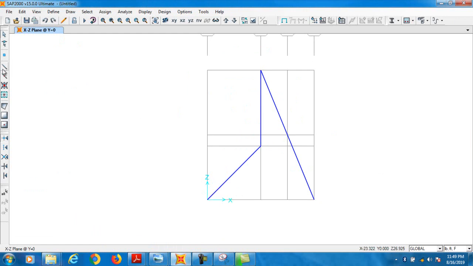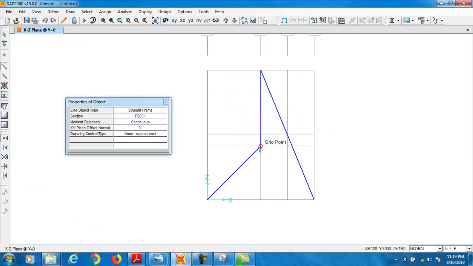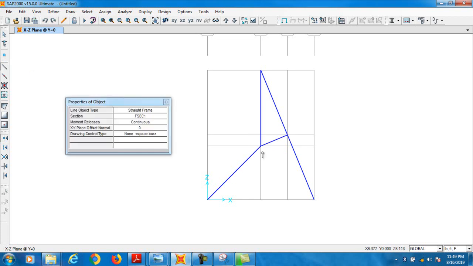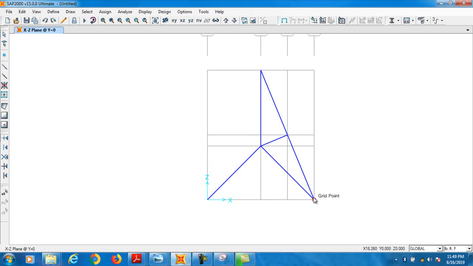Then again choose this one, and in new you need to join these two nodes. Okay, escape, and again choose this node and this node. So this is our required truss. You see how I approach developing and modeling this truss.